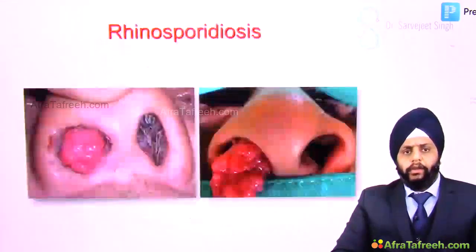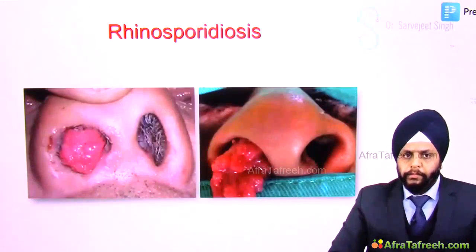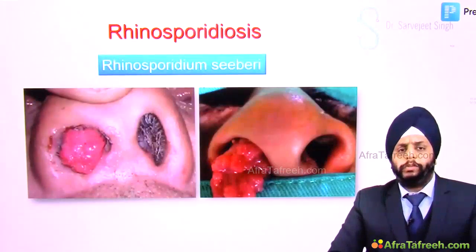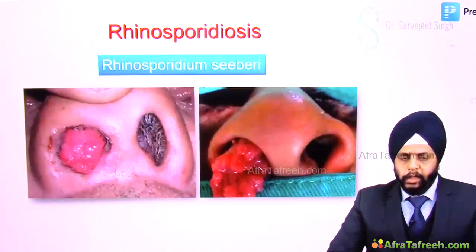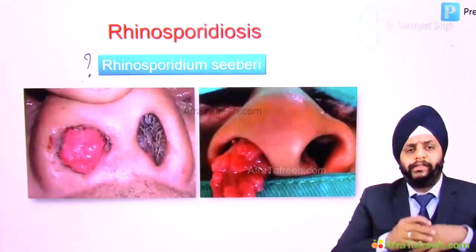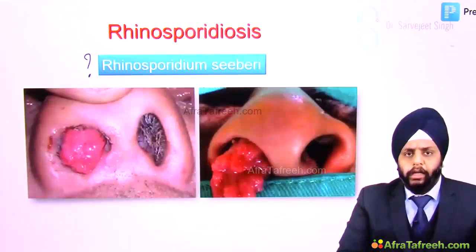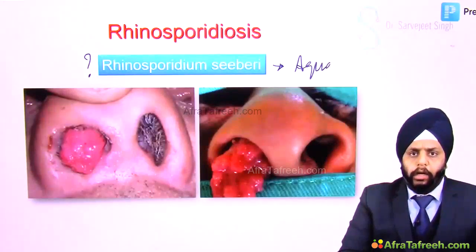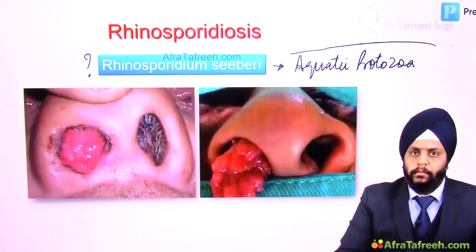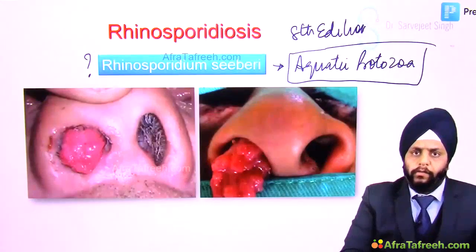Right? Okay, let's go to the next condition known as rhinosporidiosis. This condition, rhinosporidiosis, is caused by Rhinosporidium seeberi. Now the first question, very important question, asked multiple times, what is this Rhinosporidium seeberi? This Rhinosporidium seeberi is now an aquatic protozoa. Okay, this is as per the 8th edition of Scott Brown.